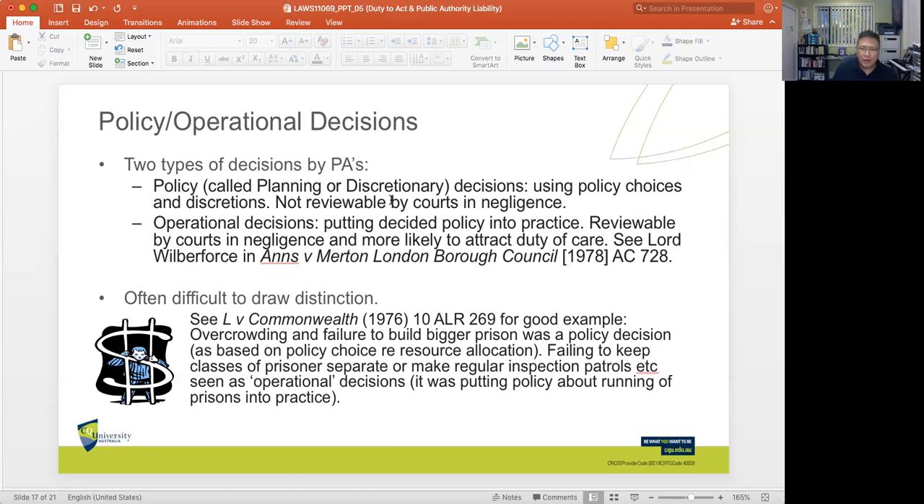So there can be a crucial distinction there, and that crucial distinction is important, as we said, because if it's a policy decision, it is not reviewable by the courts. If it's an operational decision, courts can review it.